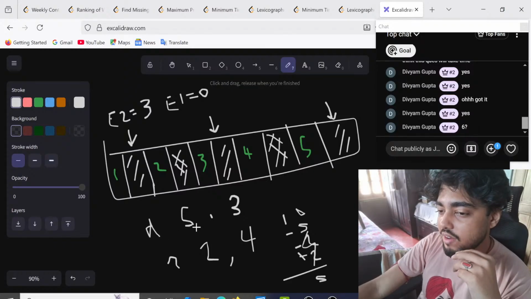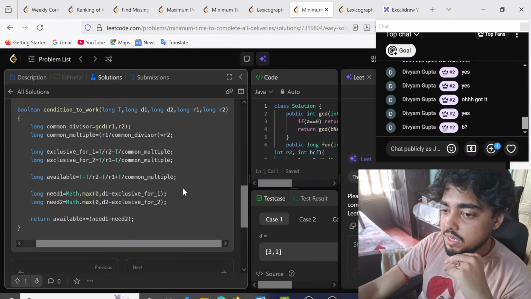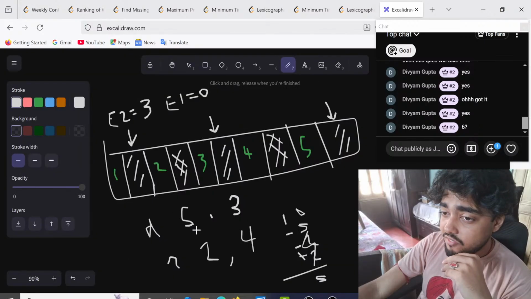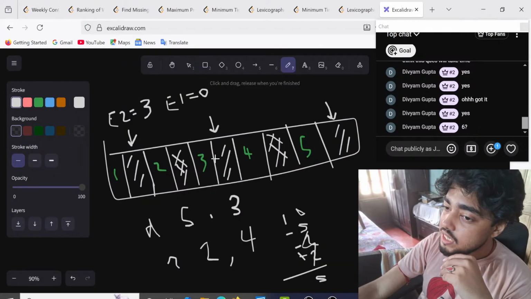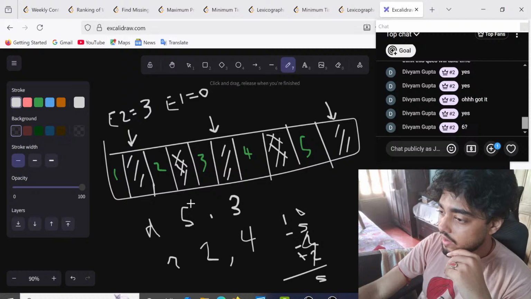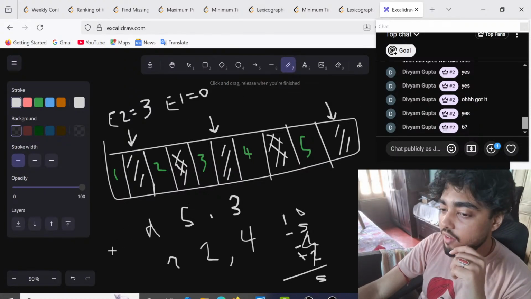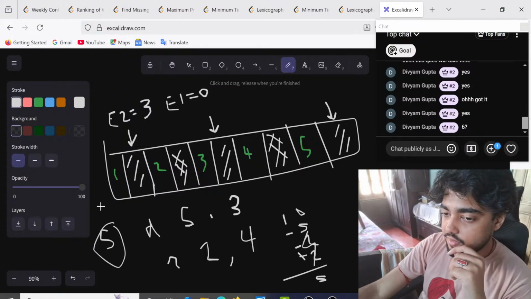Now D1 is 5, right? D1 minus exclusive for 1. 5 minus 0. Why 0? Because 0 means the slots which are available for E1. So 5 minus 0 is 5. Correct? So what is need 1? It is 5. Correct? Need 1 is 5.